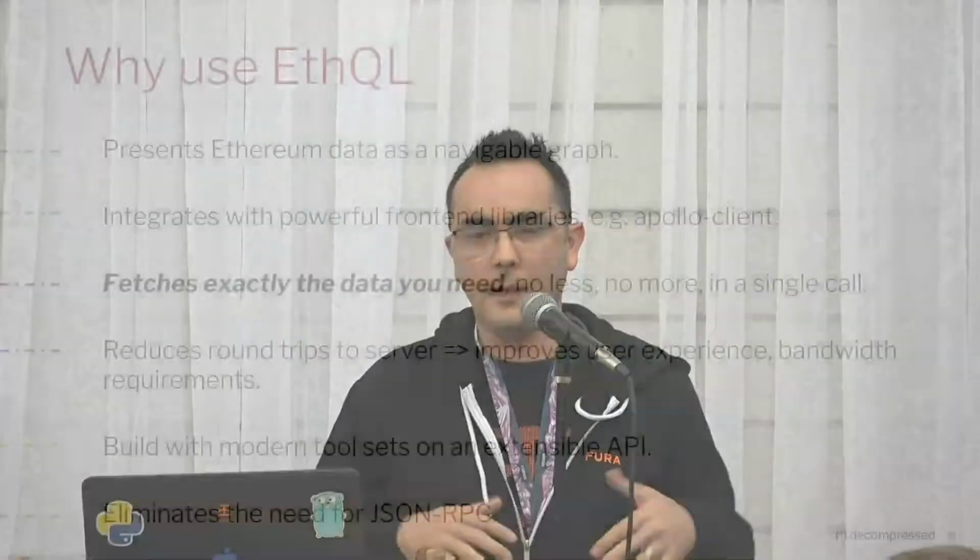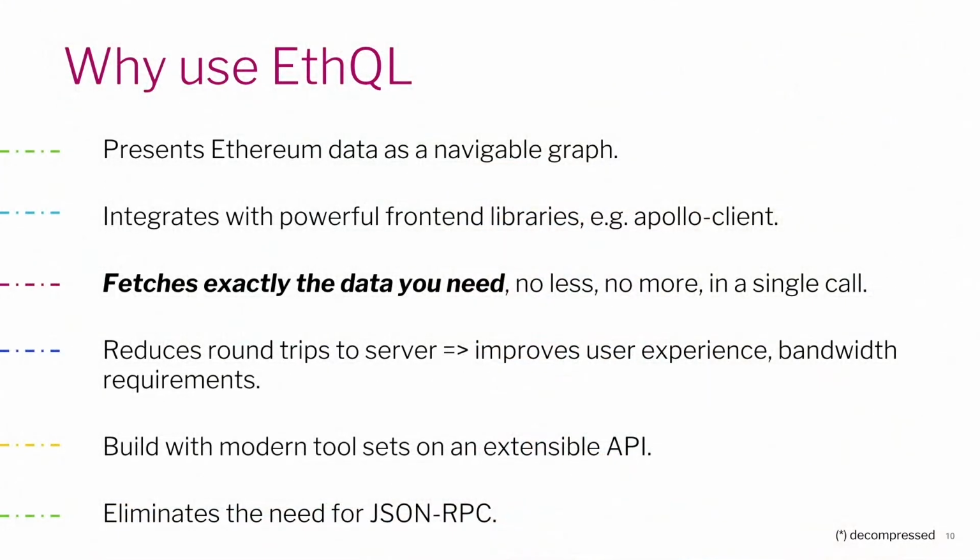And it supports a modern ecosystem that's built on top of this. So like I said, you get a lot of batteries included and a lot of open source libraries that you could just plug into your application and get going. Essentially, it eliminates the need for JSON RPC and a lot of the multiple calls that you need in order to resolve your data.